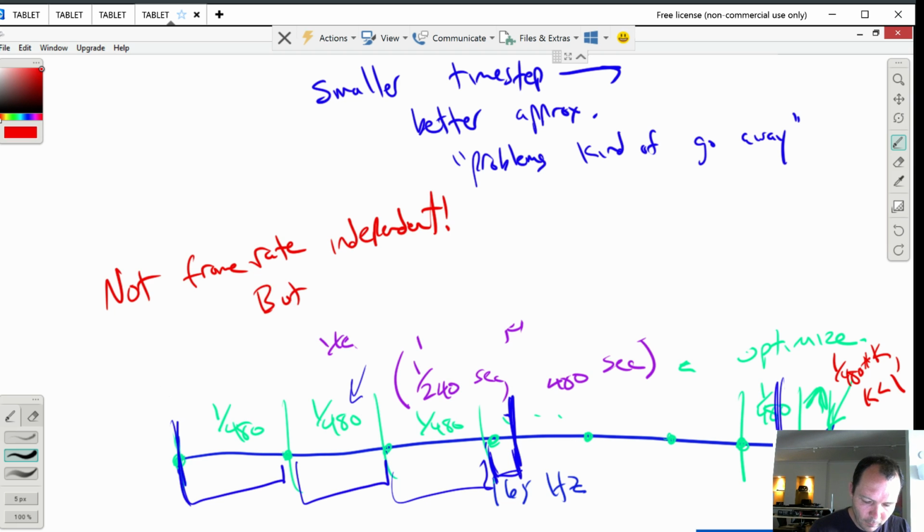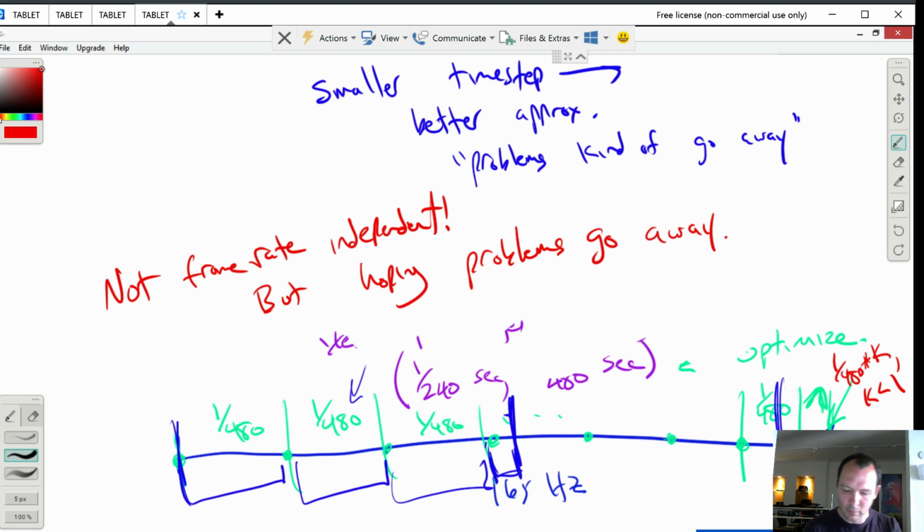But I'm hoping problems go away, basically. In that, this time step will be so short that you'll never see a visible inconsistency. Now that might not be true, because this is only step 1 of the plan, right? So step 1 of the plan is to do this and evaluate this before we do something more complicated, right?